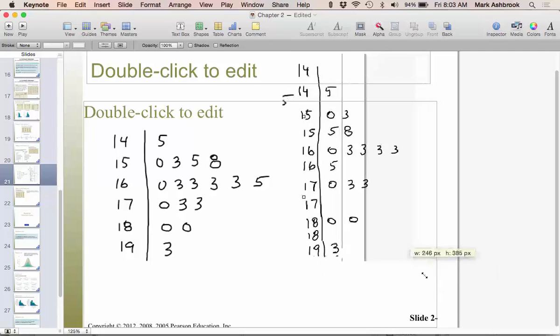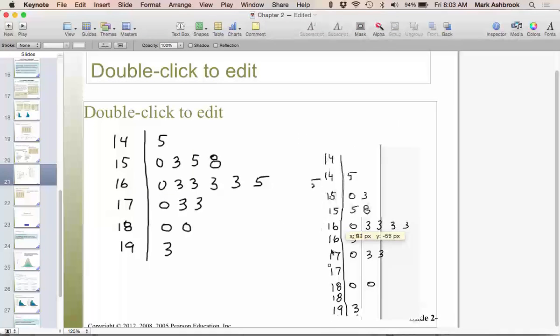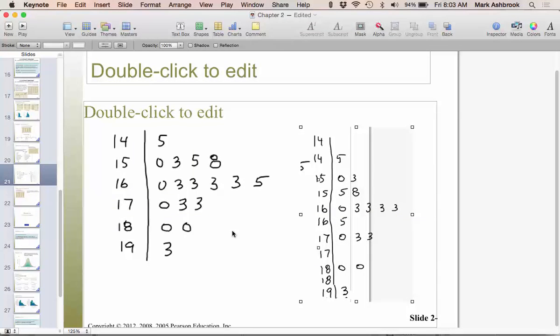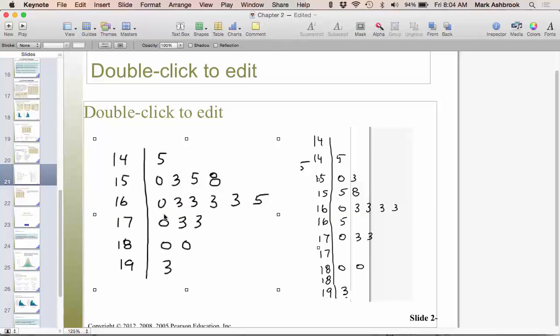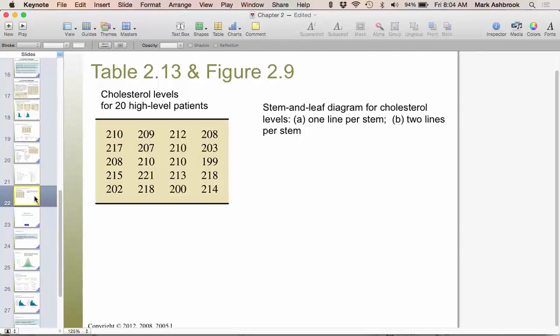Okay, so now your turn. You guys are going to do some for some credit here. So you're going to work on this. This is cholesterol levels for 20 high-level patients. You do it 2 ways: the 1 line per stem and the 2 lines per stem, just like we just did.